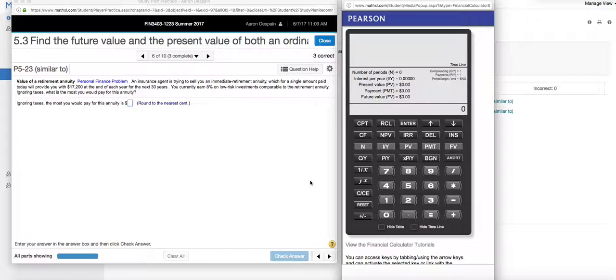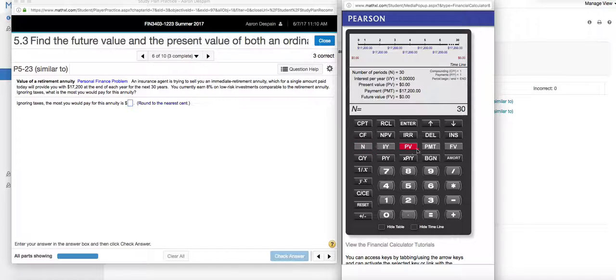So two things with time value of money. First of all, we need to understand what information's been given. In this case, we know that we're going to get $17,200 at the end of each year for 30 years. So let's put that in as our payment. We'll put it in as a positive number since that's money that's going to be received by us and not paid out. And we know that the duration is 30 years, so let's put 30 as our N.